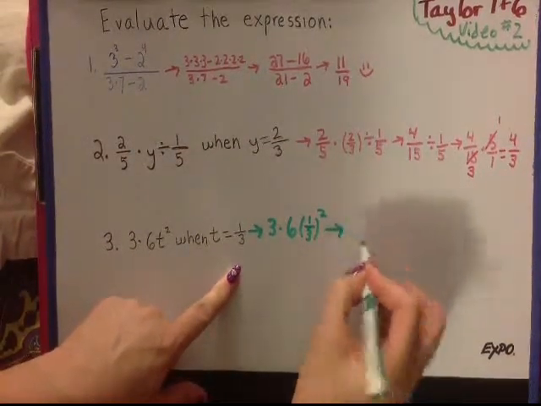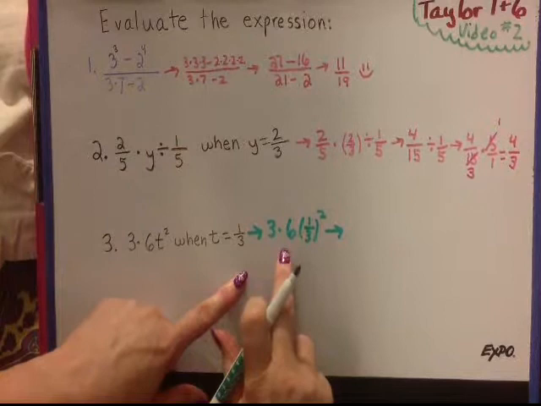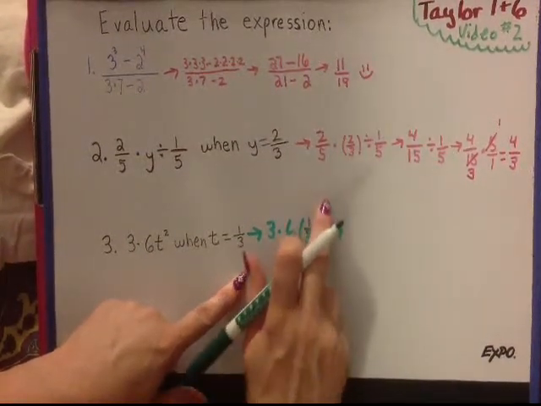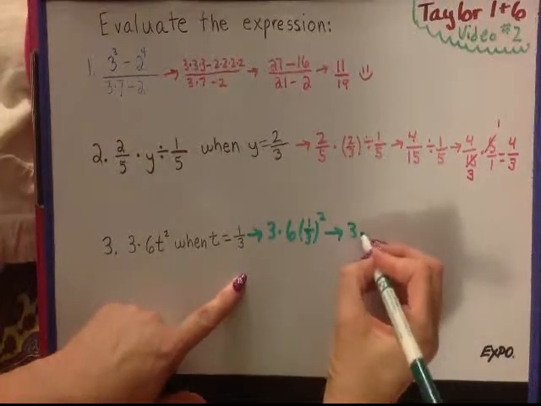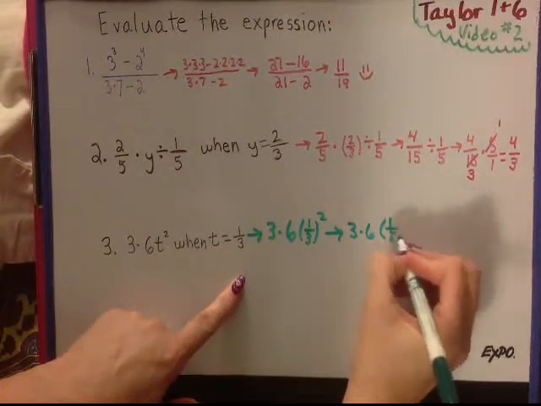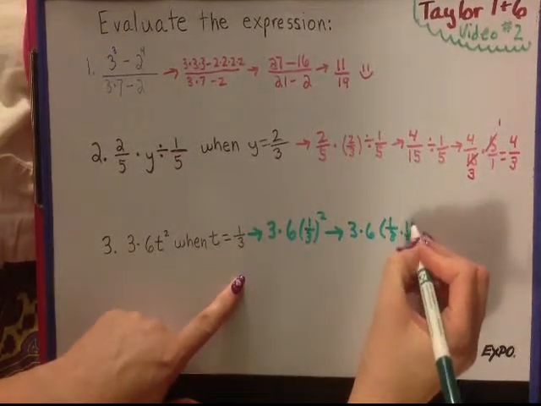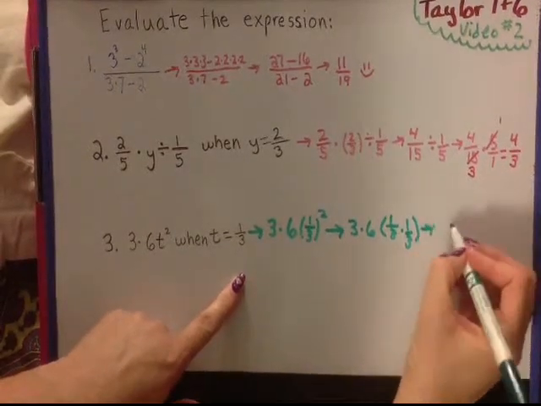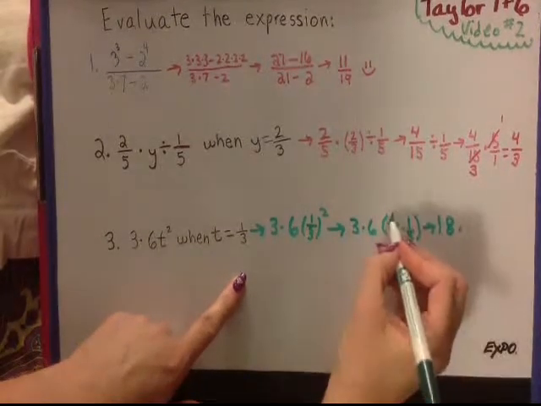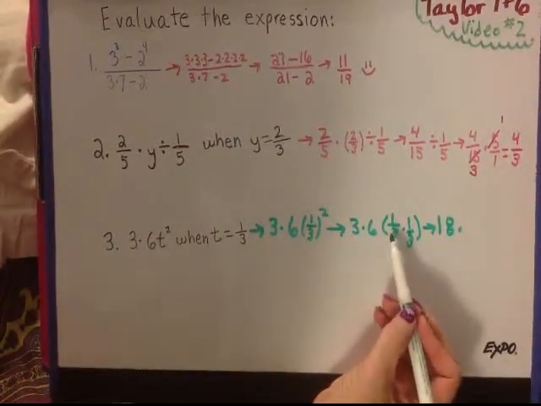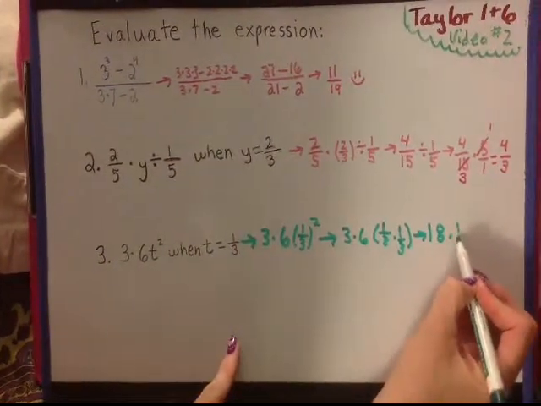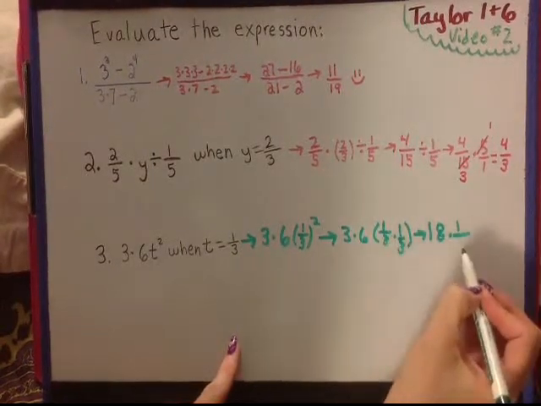So now we've got multiplication and multiplication. First, though, we have to simplify this parentheses. This is 3 times 6 and 1/3 times 1/3. 3 times 6 is 18 times, now remember when you're multiplying fractions, you multiply numerator times numerator, so 1 times 1 is 1, over 3 times 3 is 9.